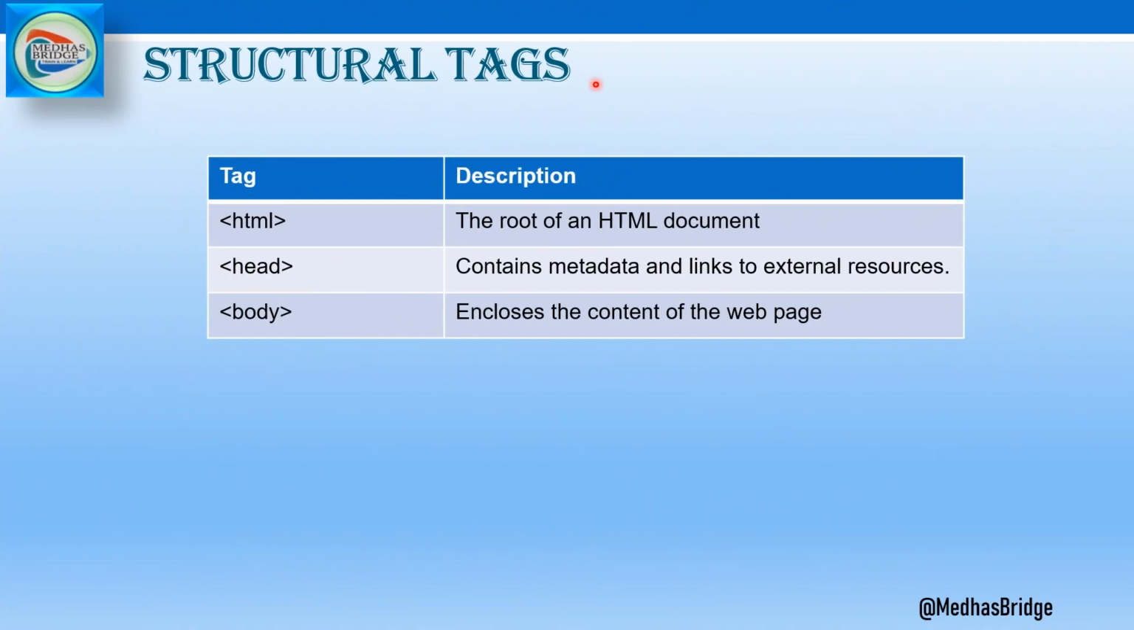Let's look at the structural tags. We have html, head, body, the three tags that are part of your structural tags. HTML is the root HTML document. Any HTML page that you're going to create, you have to start with a root tag. Next one is the head tag. Head contains metadata and links to external resources like scripts and CSS files or the title of the web page. Those things you will handle inside this head tag.